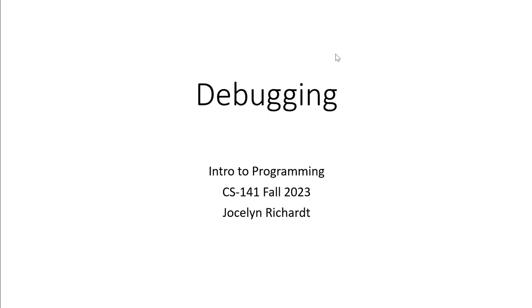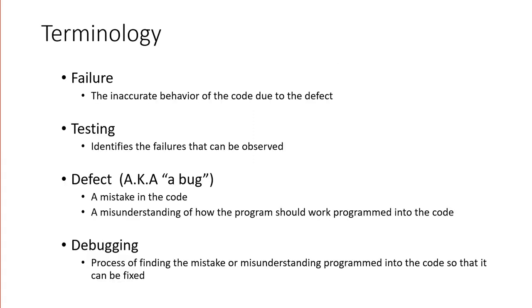Let's talk a little bit about debugging. Let's start with some terminology. A failure is inaccurate behavior of the code due to some defect in the code. So that's something that you can observe.